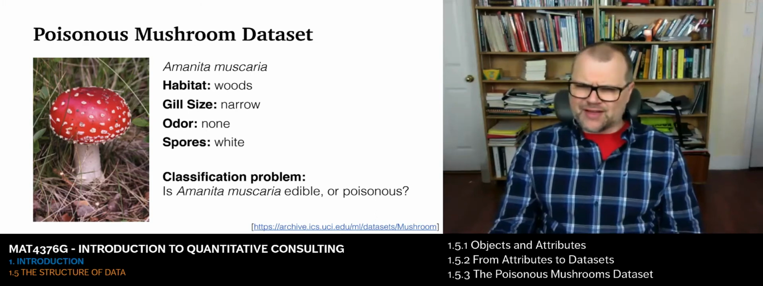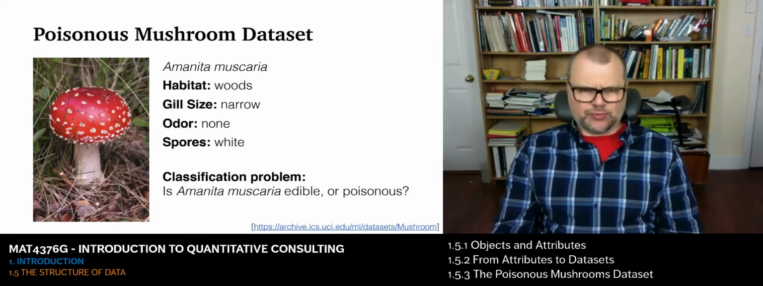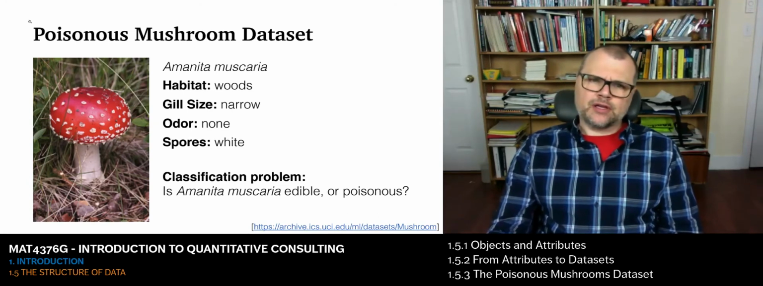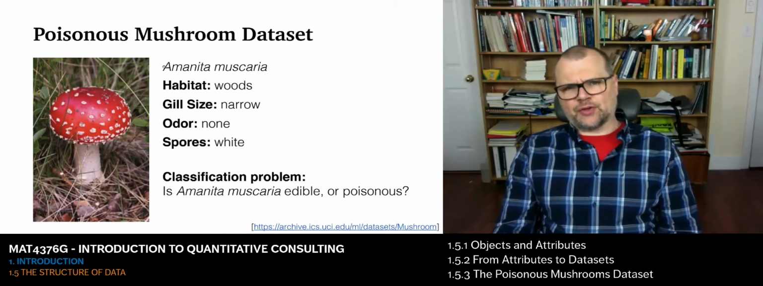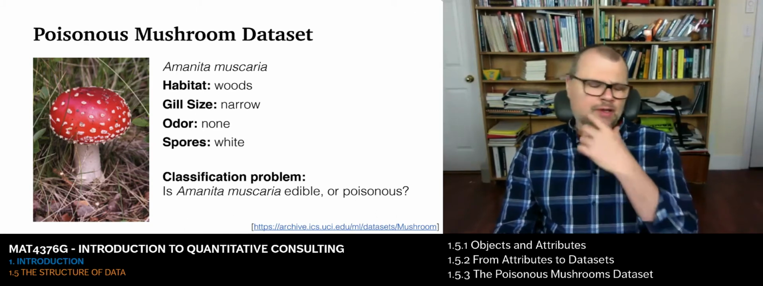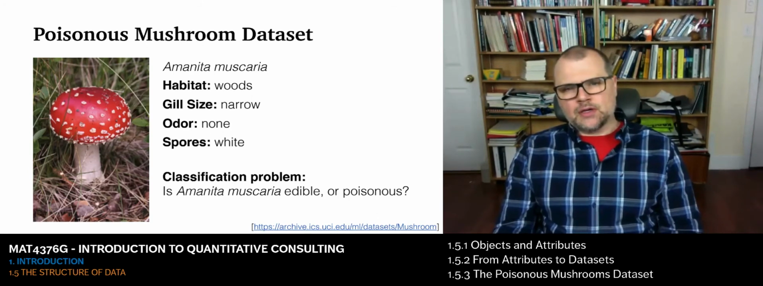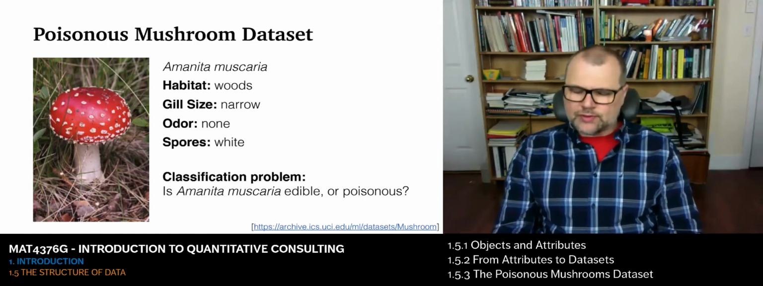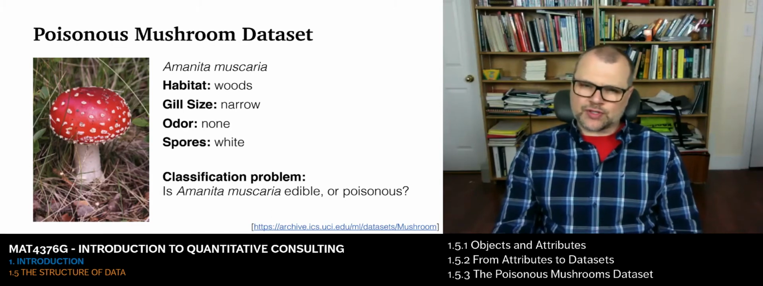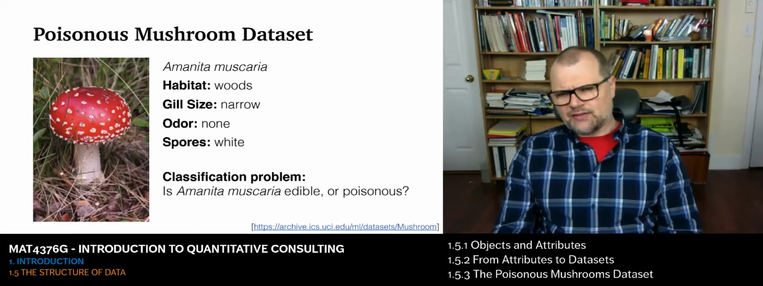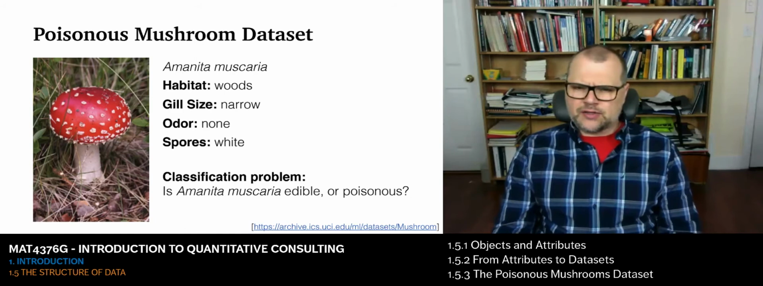Well, there's a very famous pedagogical dataset called the mushroom dataset, and it contains information about a number of mushroom specimens. Here we have the feature vector of Amanita muscaria, which is one of the mushrooms in the mushroom dataset. So I have its name, I have its habitat, woods, its gill size, narrow, its odor, none, and the color of its spores is white. I have more information about this mushroom. In fact, I have that information for all of the mushrooms. It's a feature on whether the mushroom is edible or poisonous.